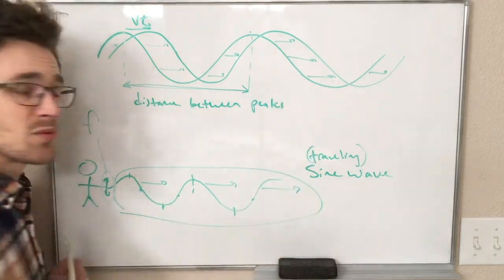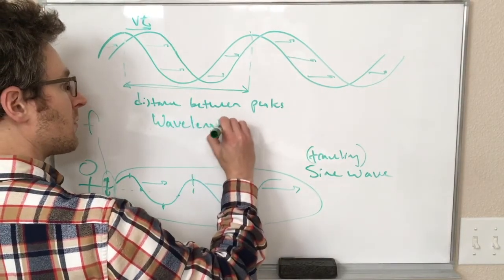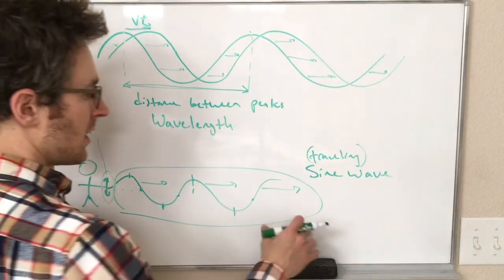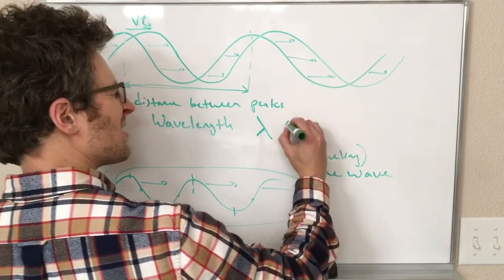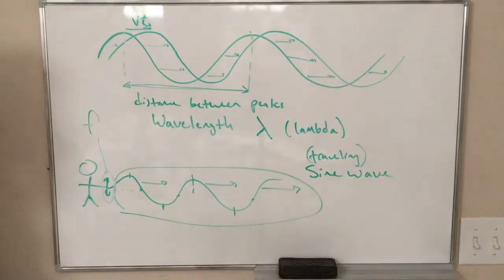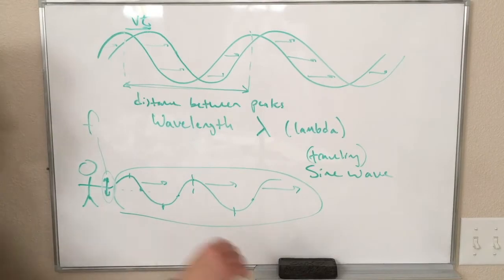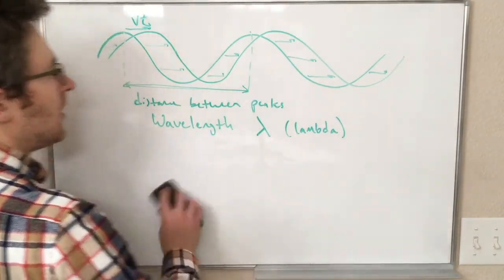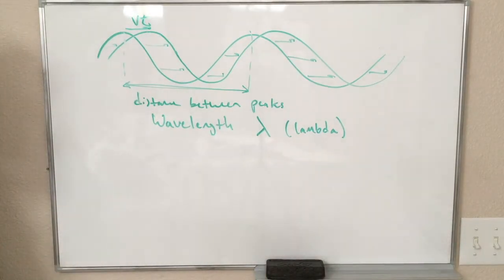This distance is given a special name. This is called the wavelength. And our wavelength has a variable, a Greek letter lambda, that looks like this. And so that is what we use for the wavelength. It looks kind of like an upside down Y. Okay, so we can figure out what this wavelength is in terms of some things that we already know.